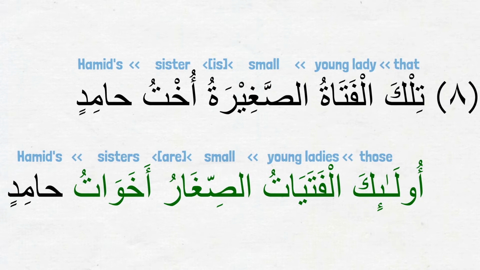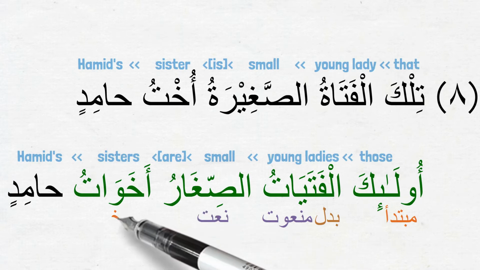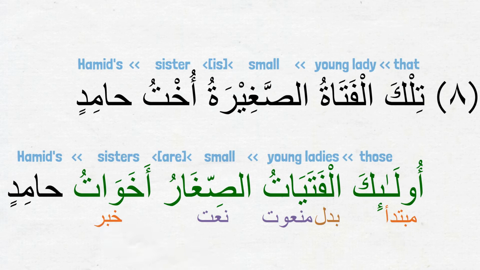Now let's quickly analyze this sentence. أولئك is the مبتدأ, right? What is الفتيات here? It is بدل for أولئك. And the اسم الفتيات is also منعوت. And الصغار is the نعت for الفتيات. The خبر is أخوات وهو مضاف. And the اسم مجرور حامد is مضاف إليه.